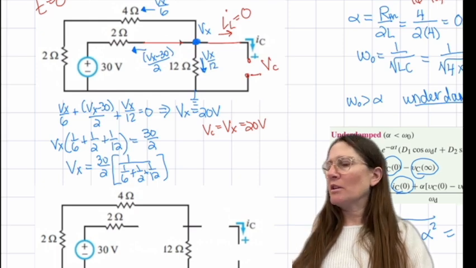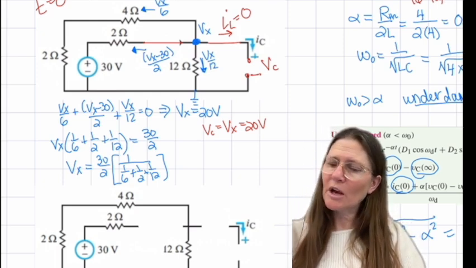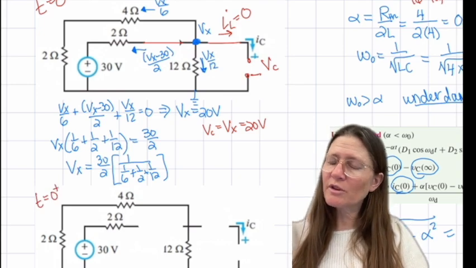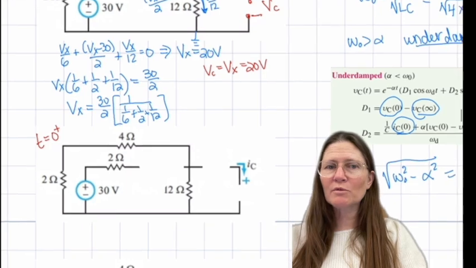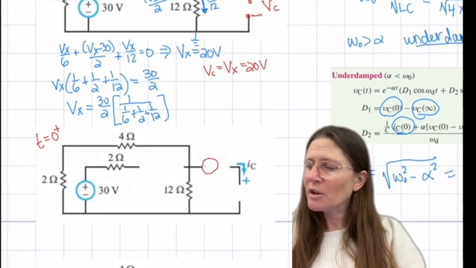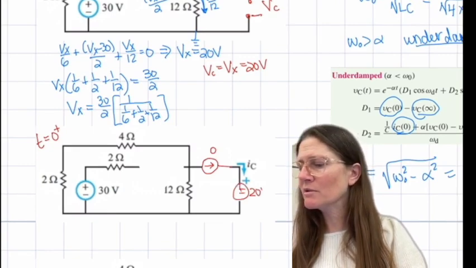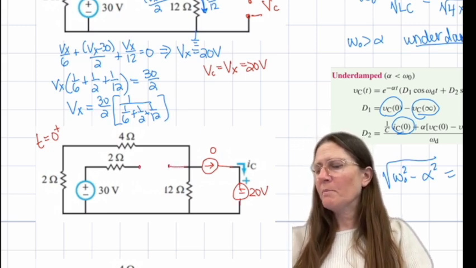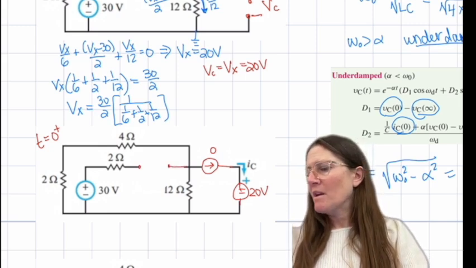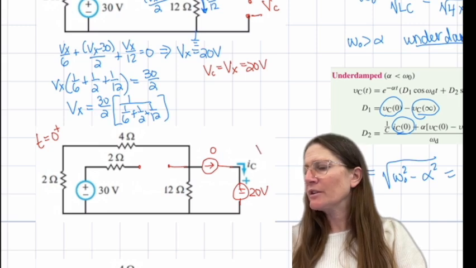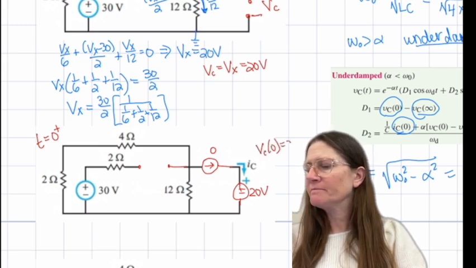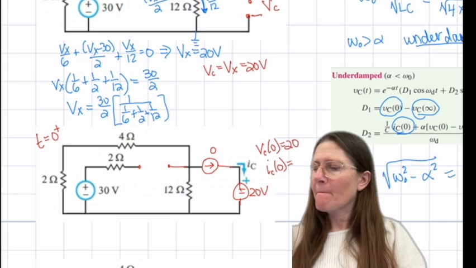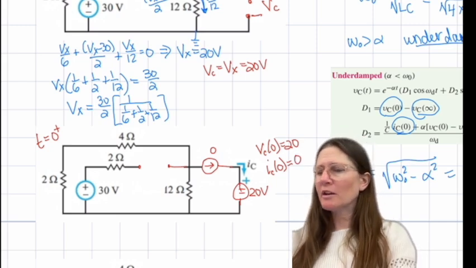So this is my initial value. This is right before the switch, so now when I move to the switch being closed, this becomes 0, and this becomes that 20 volts. And now my switch here is open. And so Vc of 0 is 20, and Ic of 0 is what? 0, correct. So those are my initial values for that.